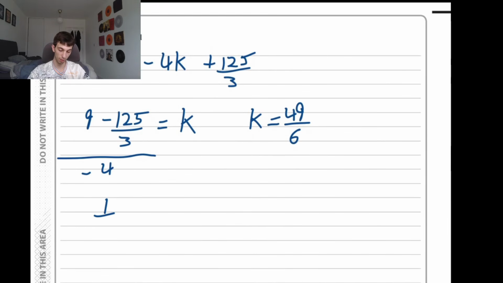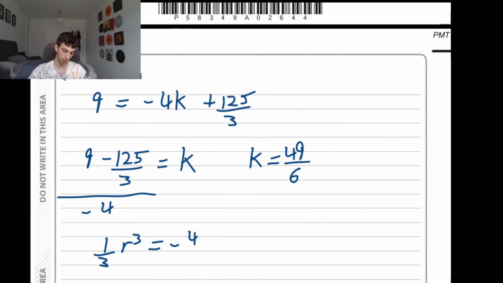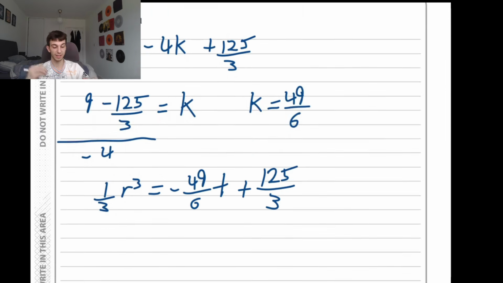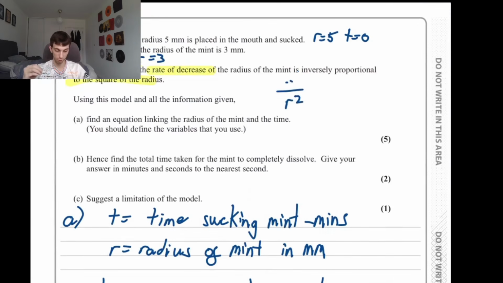So we have that 1/3 r cubed will be equal to minus 49 over 6t, and then it's going to be plus 125 over 3. And that is exactly it. That is our equation linking our radius and our time that they wanted.